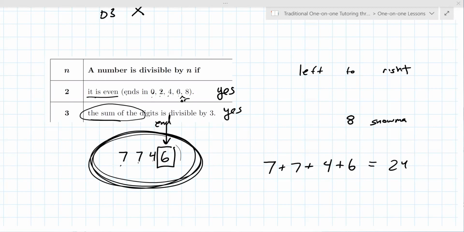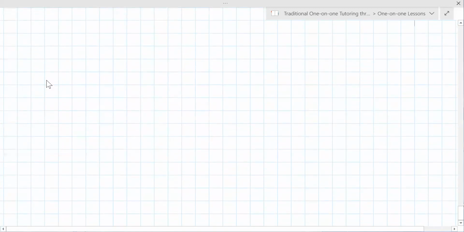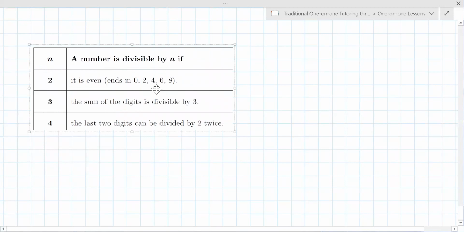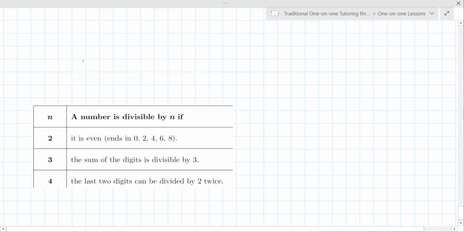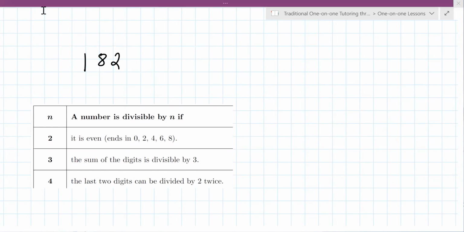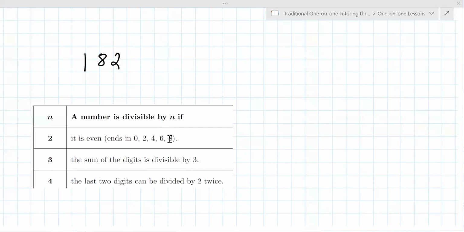We're going to look at the divisibility rule for 4. Let me try a new number here: 182. So is this number even? Does it end in a 0, 2, 4, 6, or 8?